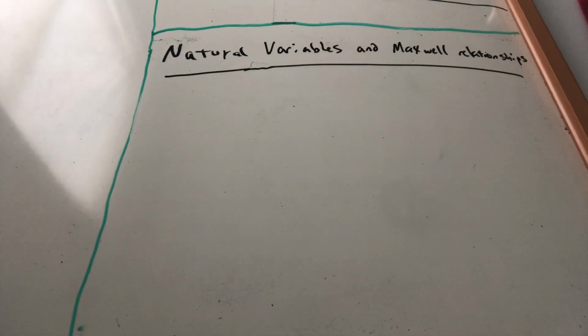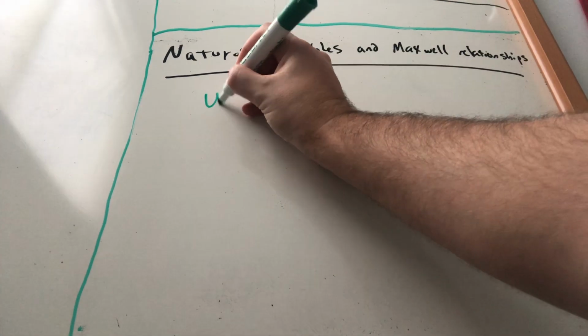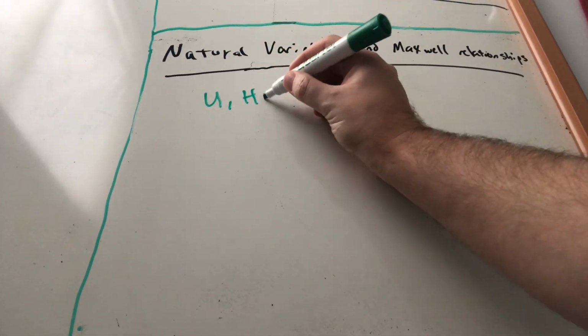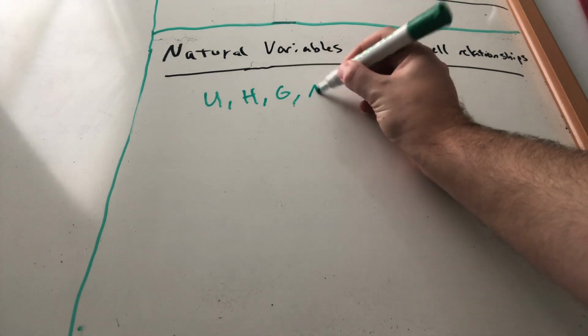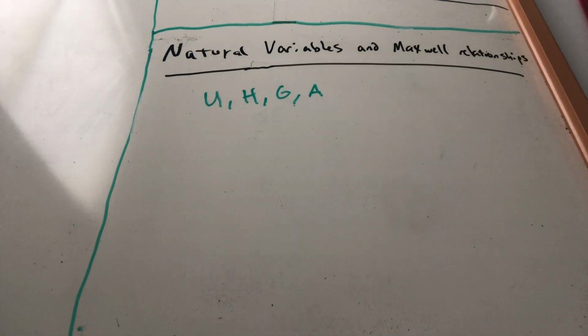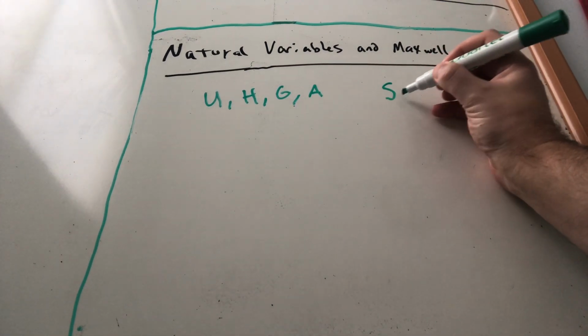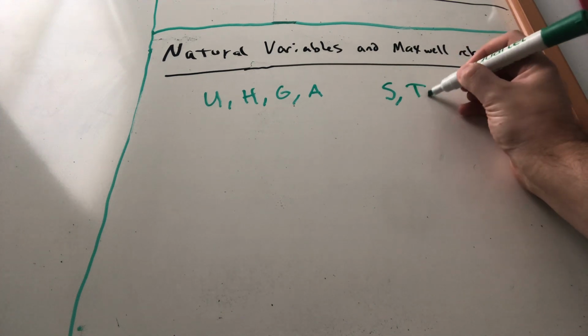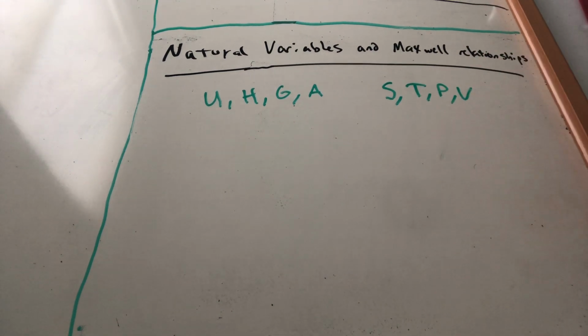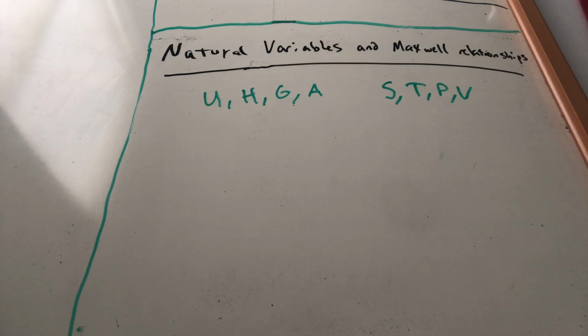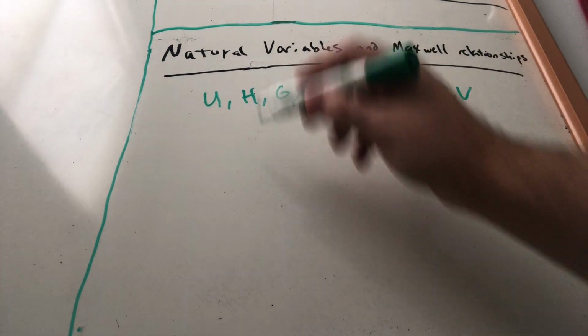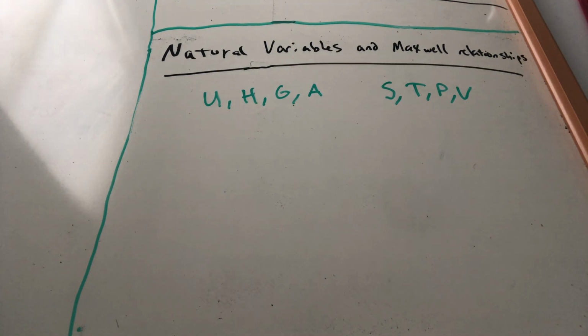Okay, natural variables and Maxwell relationships. This is the next topic that we're going to discuss. We've introduced U, H, G, and A now, all right? We also know that we have variables S, T, P, and V for a system. And what natural variables and Maxwell relationships do is they provide relationships between all of these different guys.